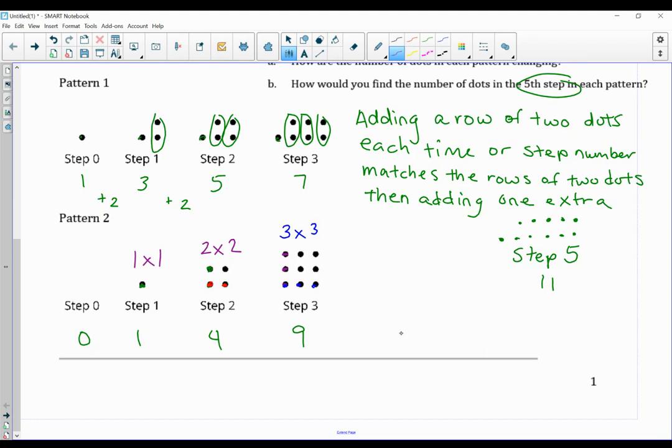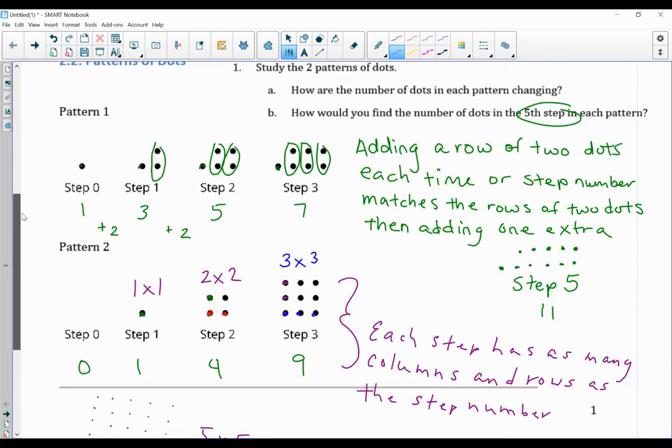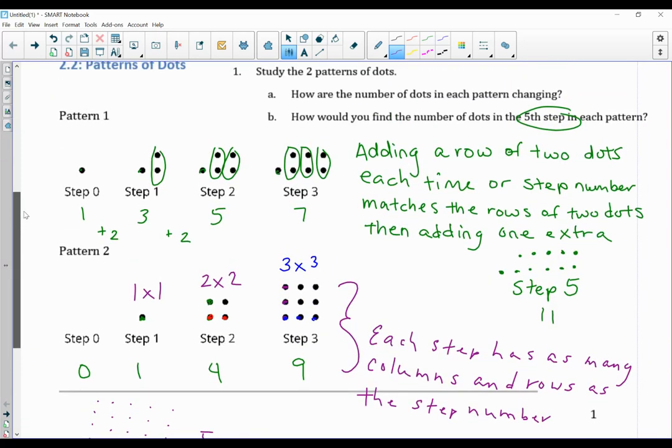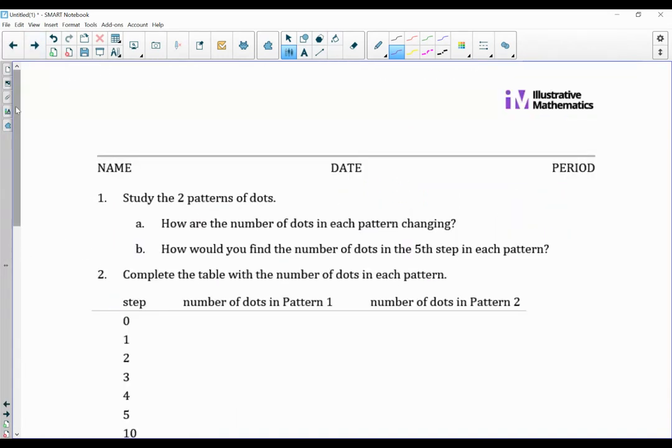So if it's asking me what I think is going to happen or what pattern is occurring, each step has as many columns and rows as the step number. So if I'm looking for step 5, then this is going to be a 5 by 5 array. So that answers number 1. How are the dots changing and what would happen on the 5th step? That answers number 1. Moving on to number 2.